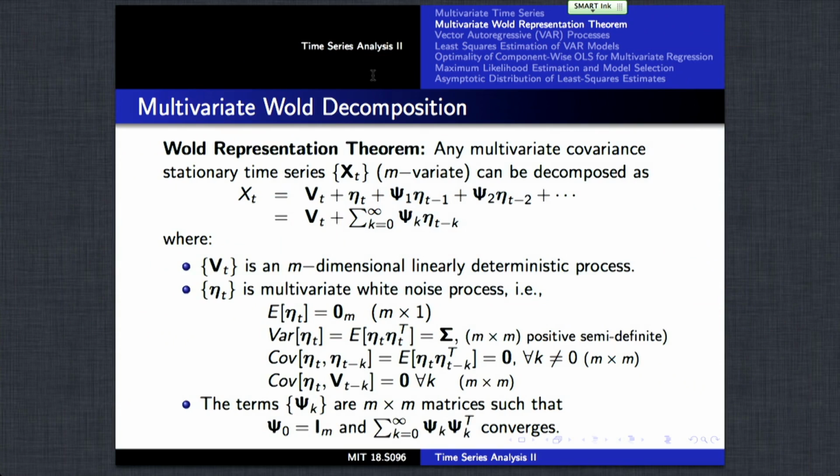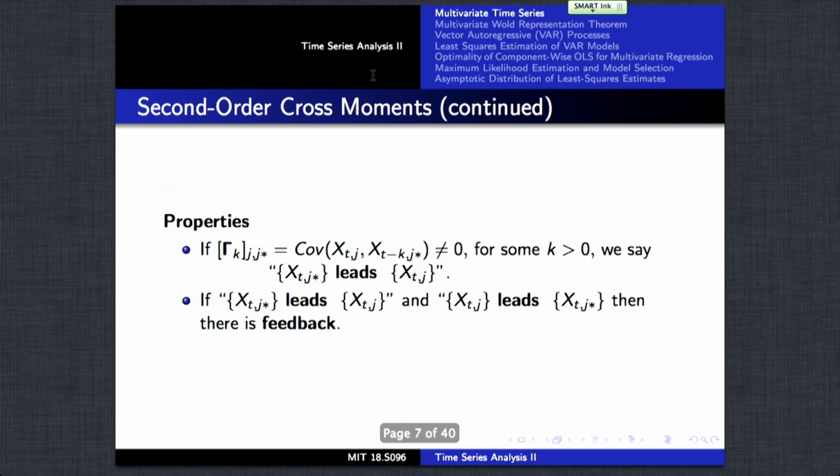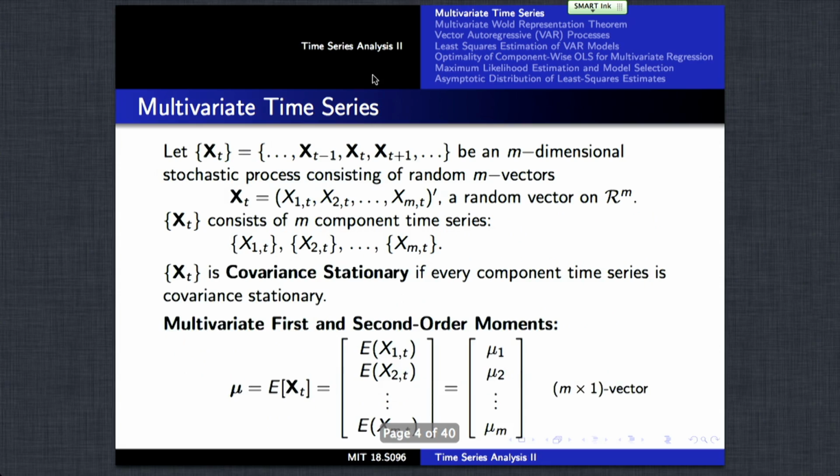Yes? Could you define what you mean by innovation? Oh, okay. Well, the innovation is, let's see, let me go back up here.